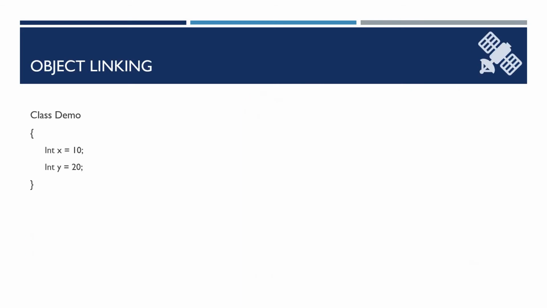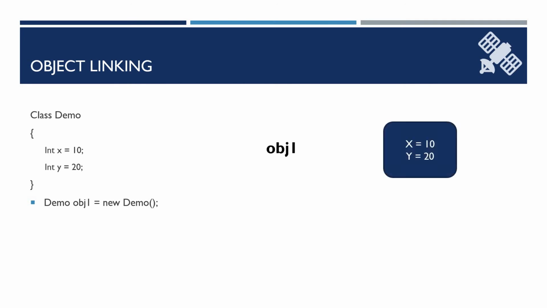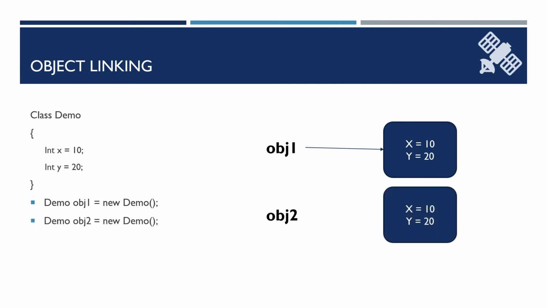Then next, object to object linking. Here is a class demo with the x and y data members, and here I'm creating the first object, which is linked with the first memory location, and I'm creating a second object linked with the second memory location. Now I'm assigning obj1 to obj3. That means obj1 already has a reference to the first memory, so the same reference I am assigning to obj3. That means obj3 also will be pointing to the first memory.